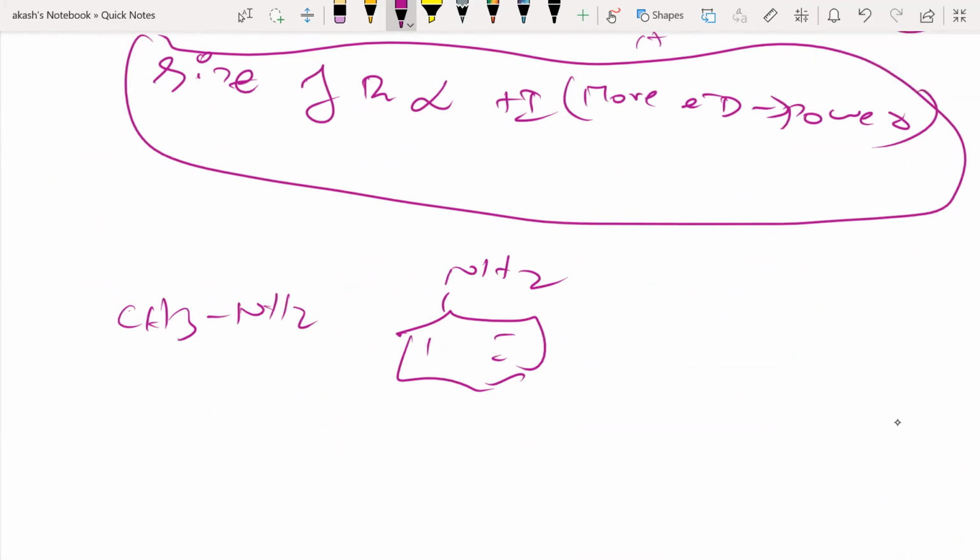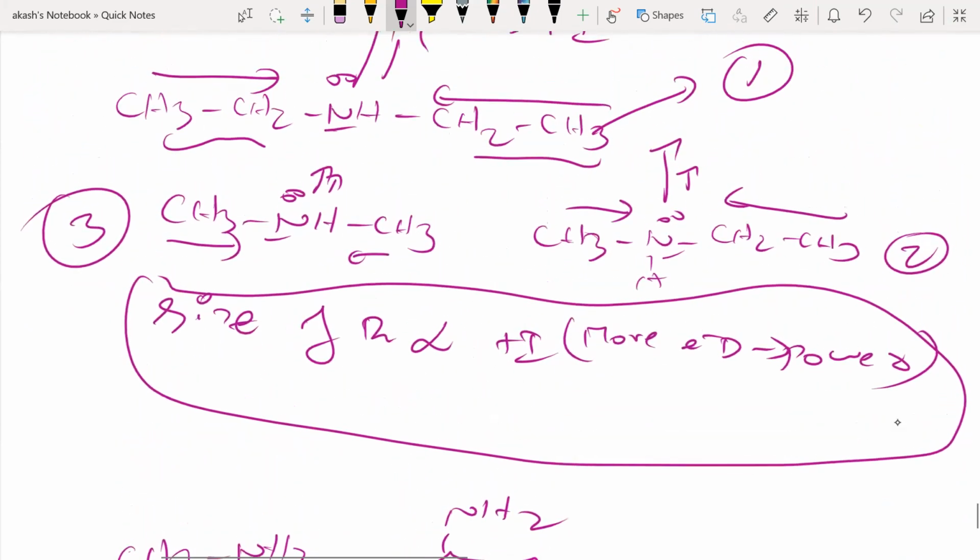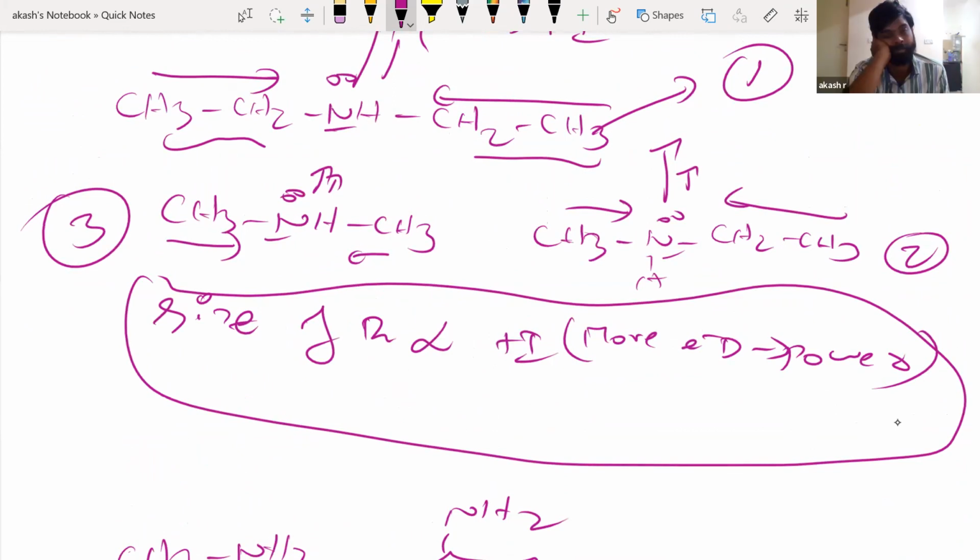Sir, before this, I have a doubt similar to this concept. Sir, if you are telling like presence of electron donating group increases the availability of electron in that region, then why are we telling like in phenol, electron donating group will reduce the acidic strength?